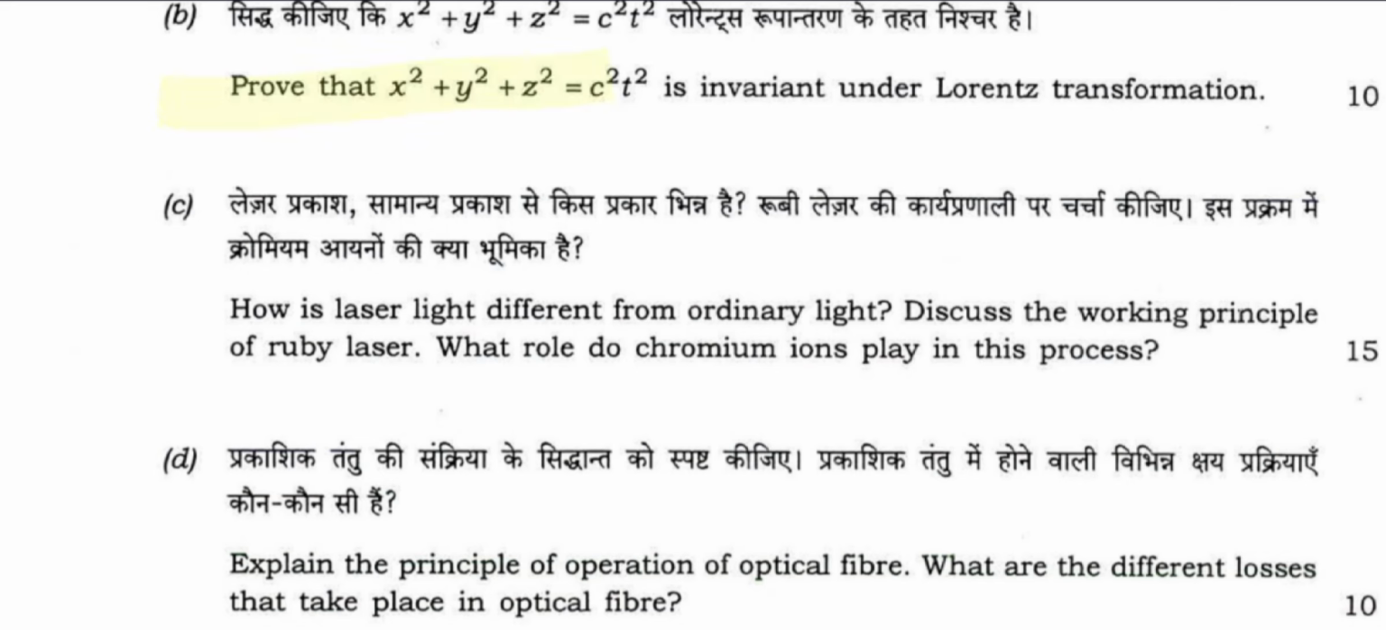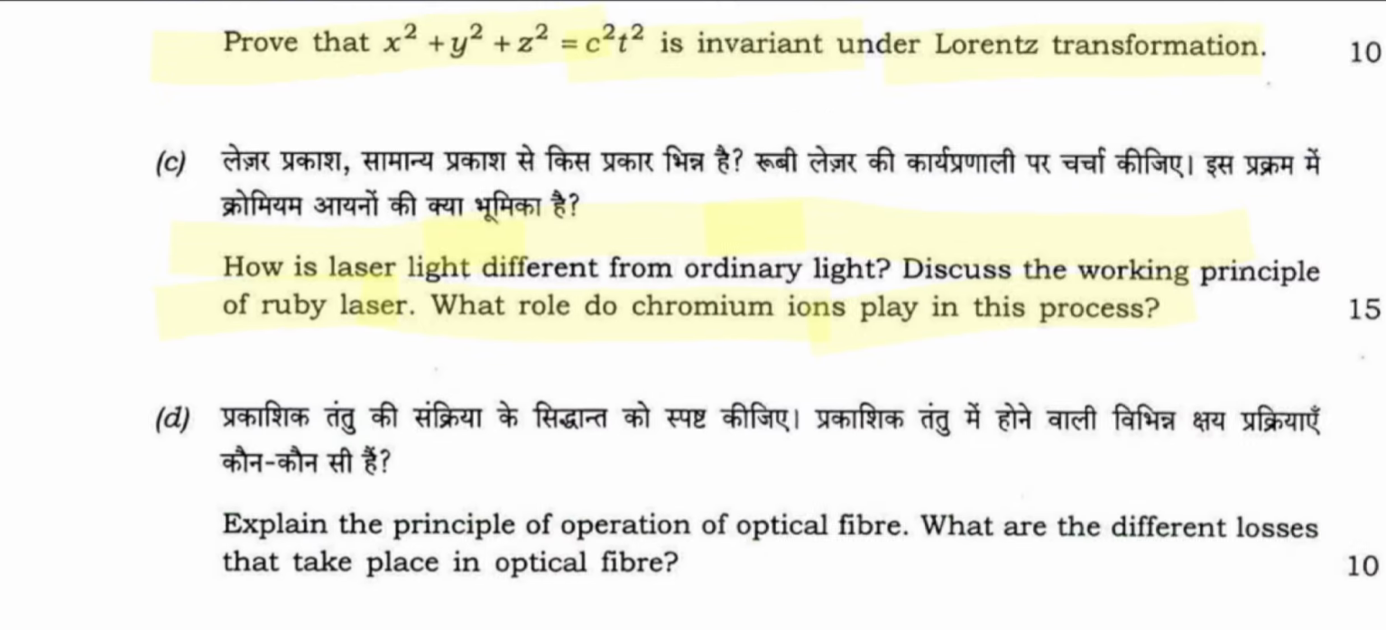Question number B is a proving question. Prove that x square plus y square plus z square minus c square t square is an invariant under Lorentz transformations. So prove that. Question number C. How is laser different from ordinary light? Discuss the working principle of ruby laser. We know that ruby laser is a solid state laser and helium neon laser is a gas laser. What role do chromium ions play in this process? This is optics related.